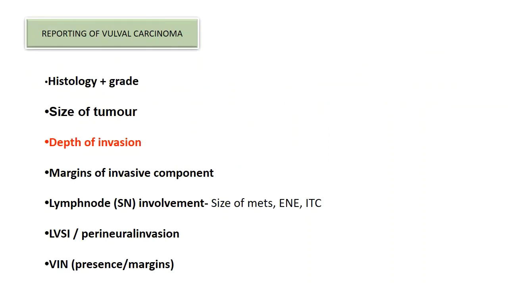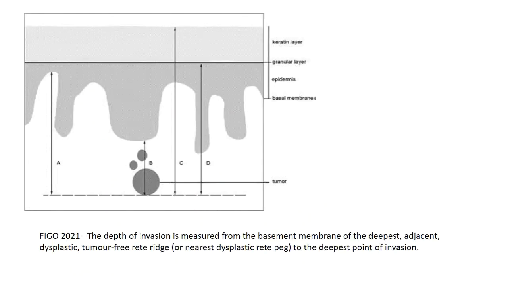While reporting a vulvar carcinoma, you need to mention in your report the histology, the grading of the tumor, the size of the tumor, both grossly and microscopically, depth of invasion, margins of the invasive component, and lymph node involvement. In the lymph node involvement, you need to record the size of the metastasis, if there are isolated tumor cells present, or if there is extranodal extension, LVSI and the perineural invasion, and presence of VIN in the margin or in the adjacent areas.